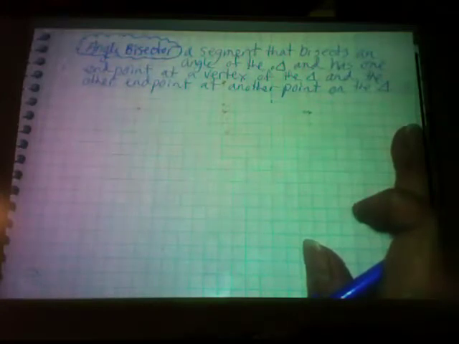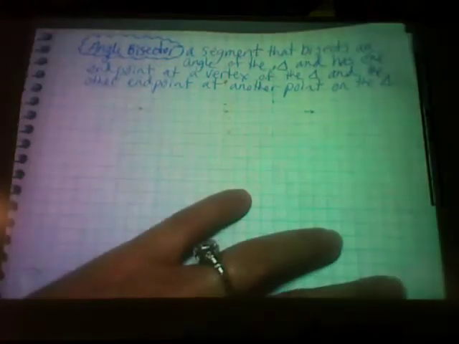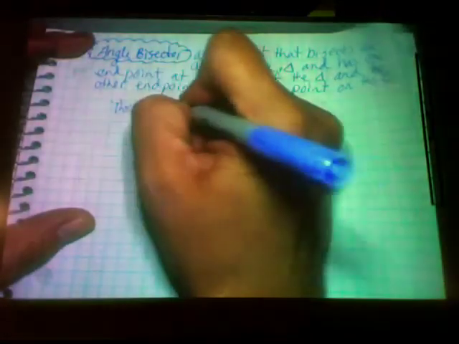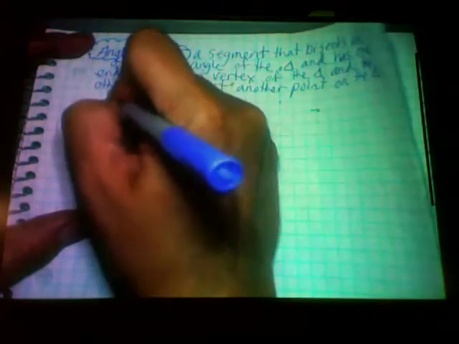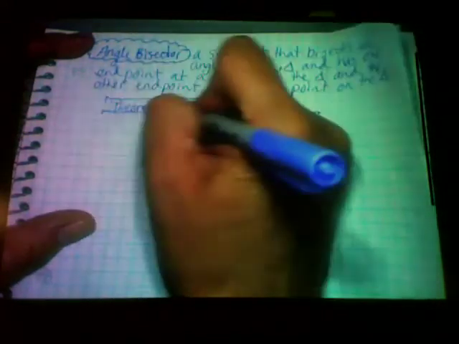It's not necessarily going to hit the opposite side of the triangle or the vertex or the angle that it's cutting in half, but it's going to hit somewhere on the triangle. It can be wherever. All right, here are your 2 theorems associated with this. Theorem 5.3. And you'll notice that these are converses of each other also.